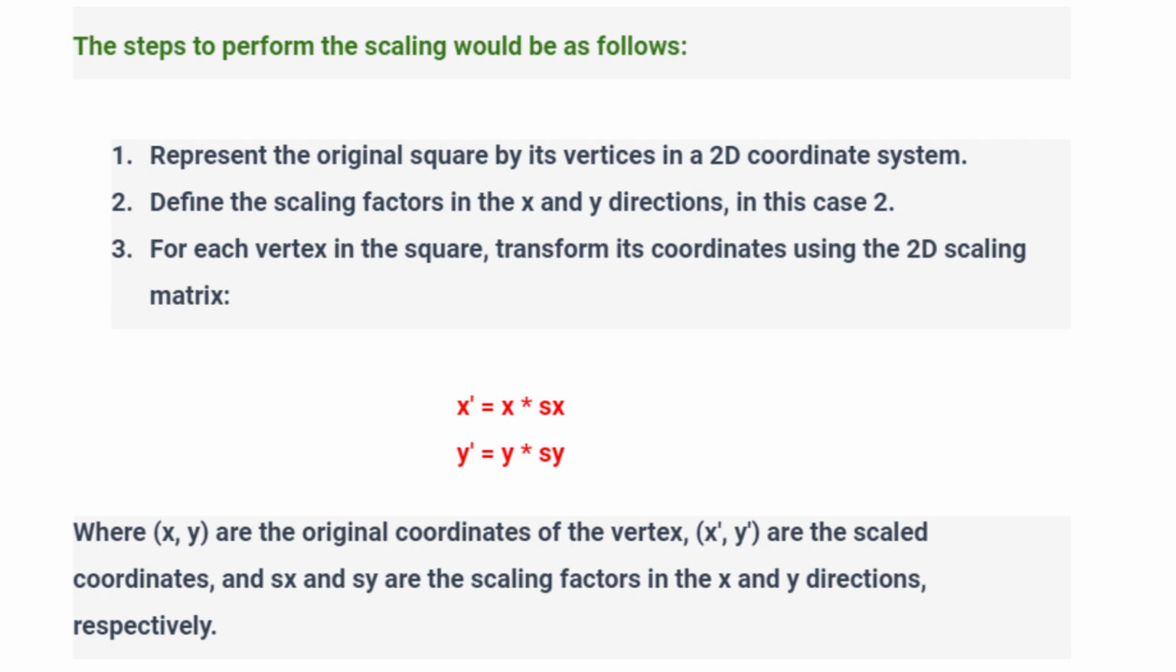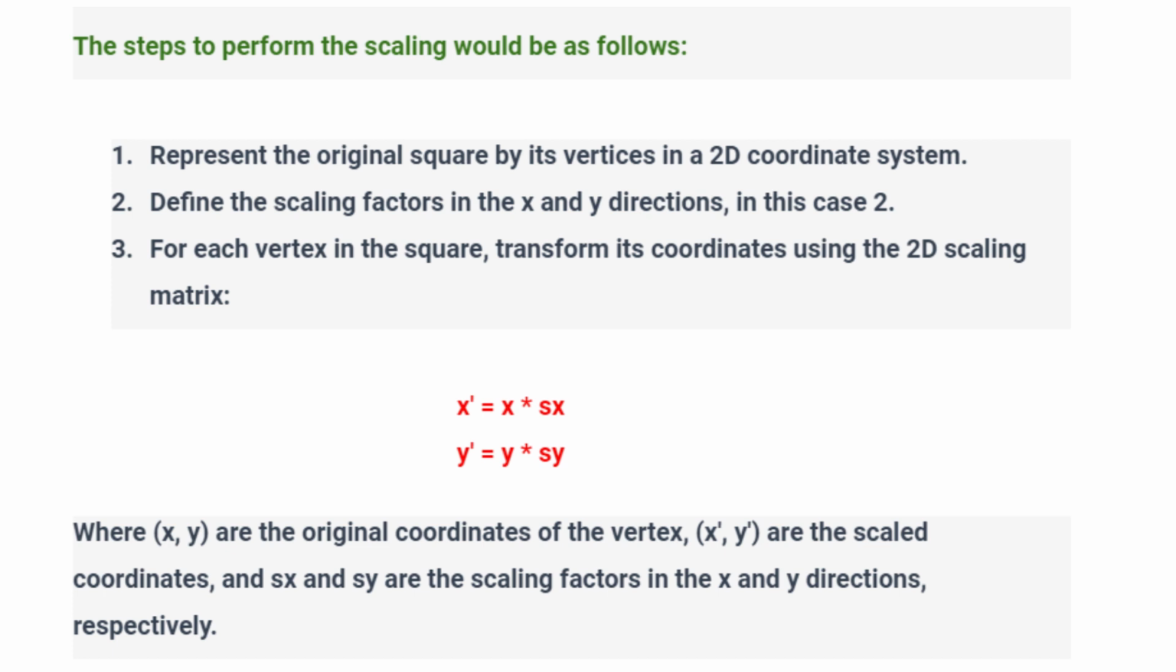Represent the original square by its vertices in a 2D coordinate system. Define the scaling factors in the x and y directions, in this case 2. For each vertex in the square, transform its coordinates using the 2D scaling matrix.